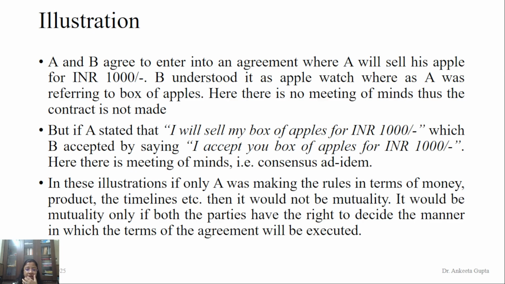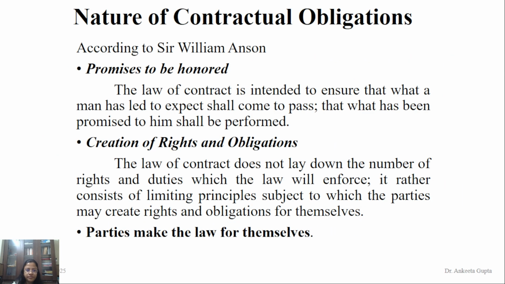So another example that we can look at is that A wants to sell his box of apples for 1,000. B understood it as an Apple Watch, while A was referring to a box of apples. So A says, I will sell my box of apples at 1,000. B accepts, saying, I will accept the box of apples at 1,000. Now this is consensus ad idem. If they had not specified it, then there would not be a meeting of minds.